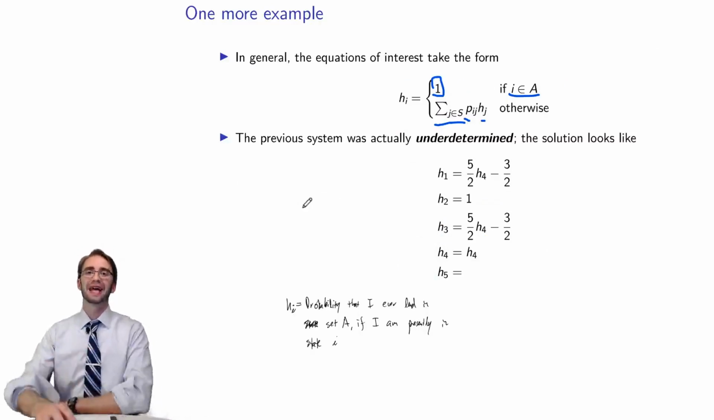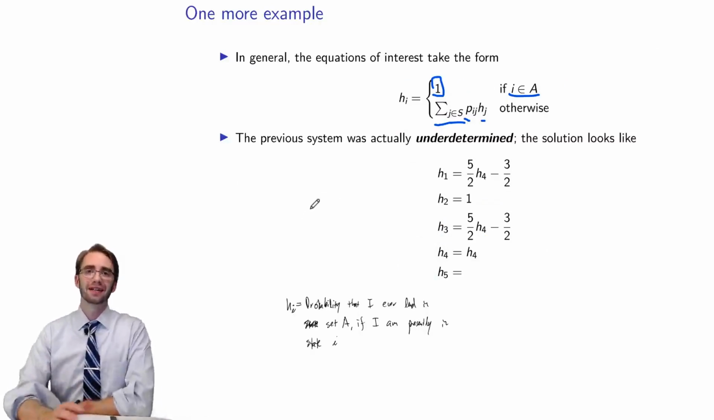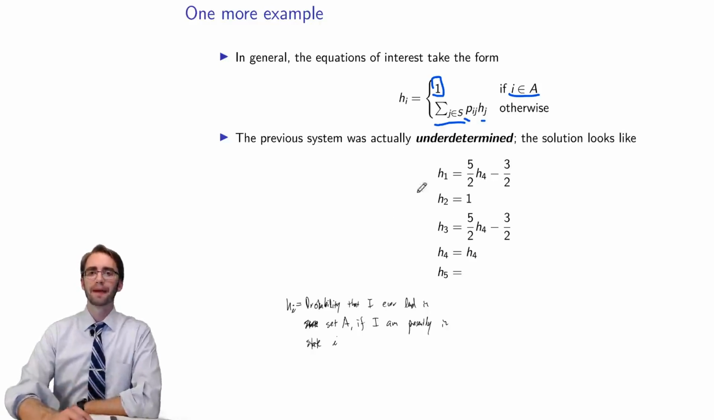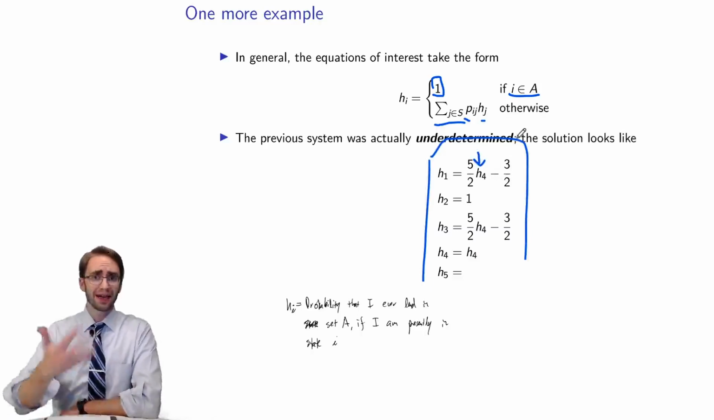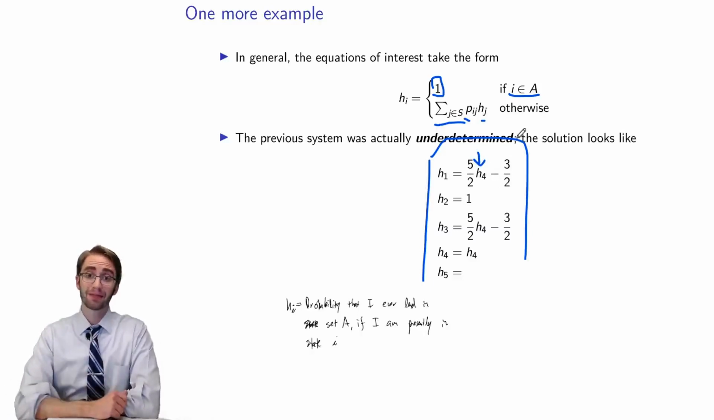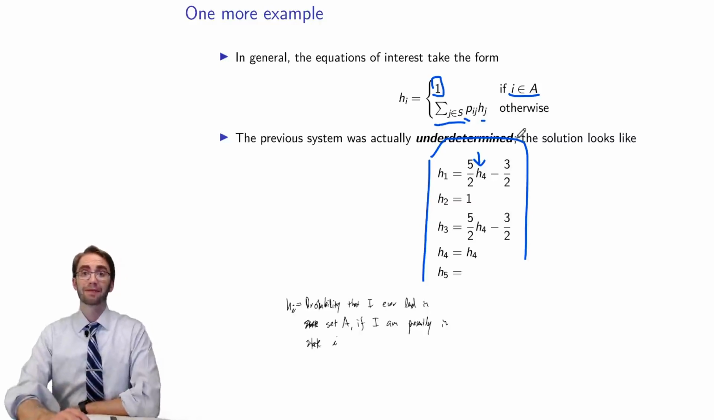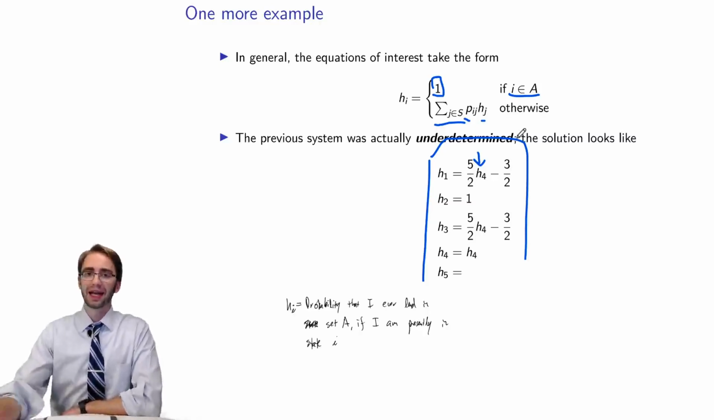These systems are generally singular if you just write them out from the matrix, which isn't actually a problem. But the solution would take this form here. So you can see there's a degree of freedom here, that you can set H4 to be anything you'd like. But you can't, of course, set H4 to be anything, because H4 can't be negative, for example. And certainly all of these probabilities can't be greater than 1.